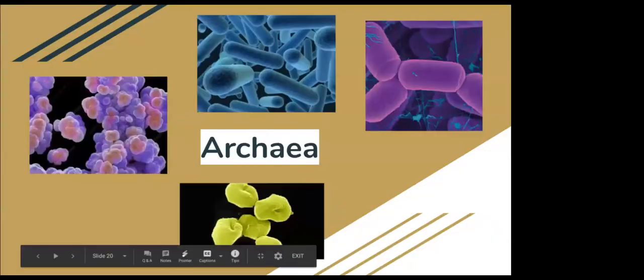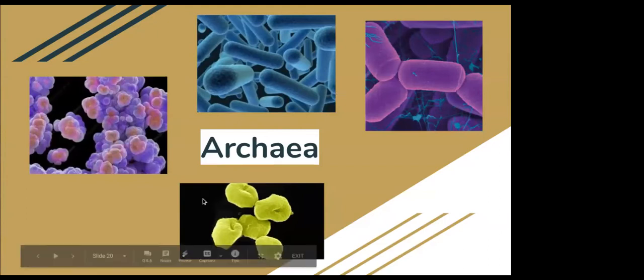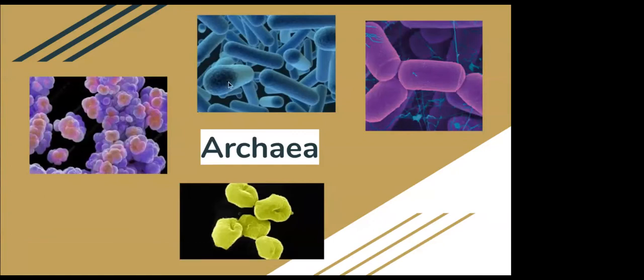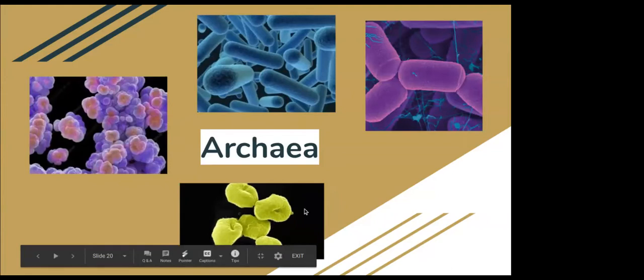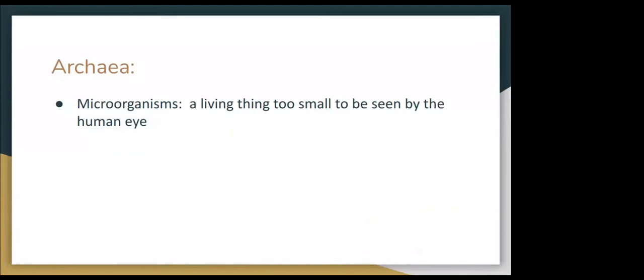Archaea are one-celled organisms. As you can see from these pictures, you can use any of these 4 pictures as your picture, your drawing for your notes. Really, it's just one cell, one oblong or circle or ring cell. And then all archaea are just one cell. That's the first thing we're going to learn about archaea.